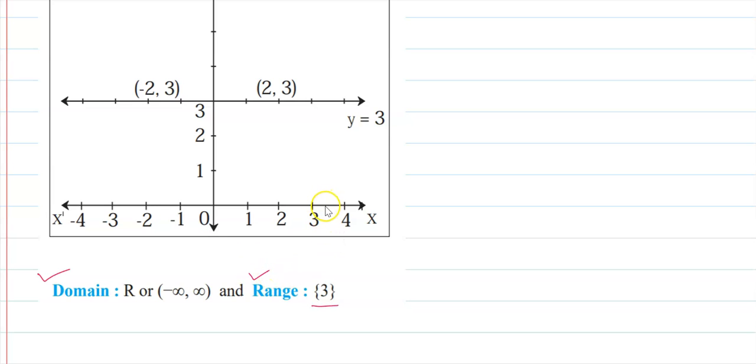Range, just range. What is range? The value of y, the value of the function. Okay, that is y is equal to 3.